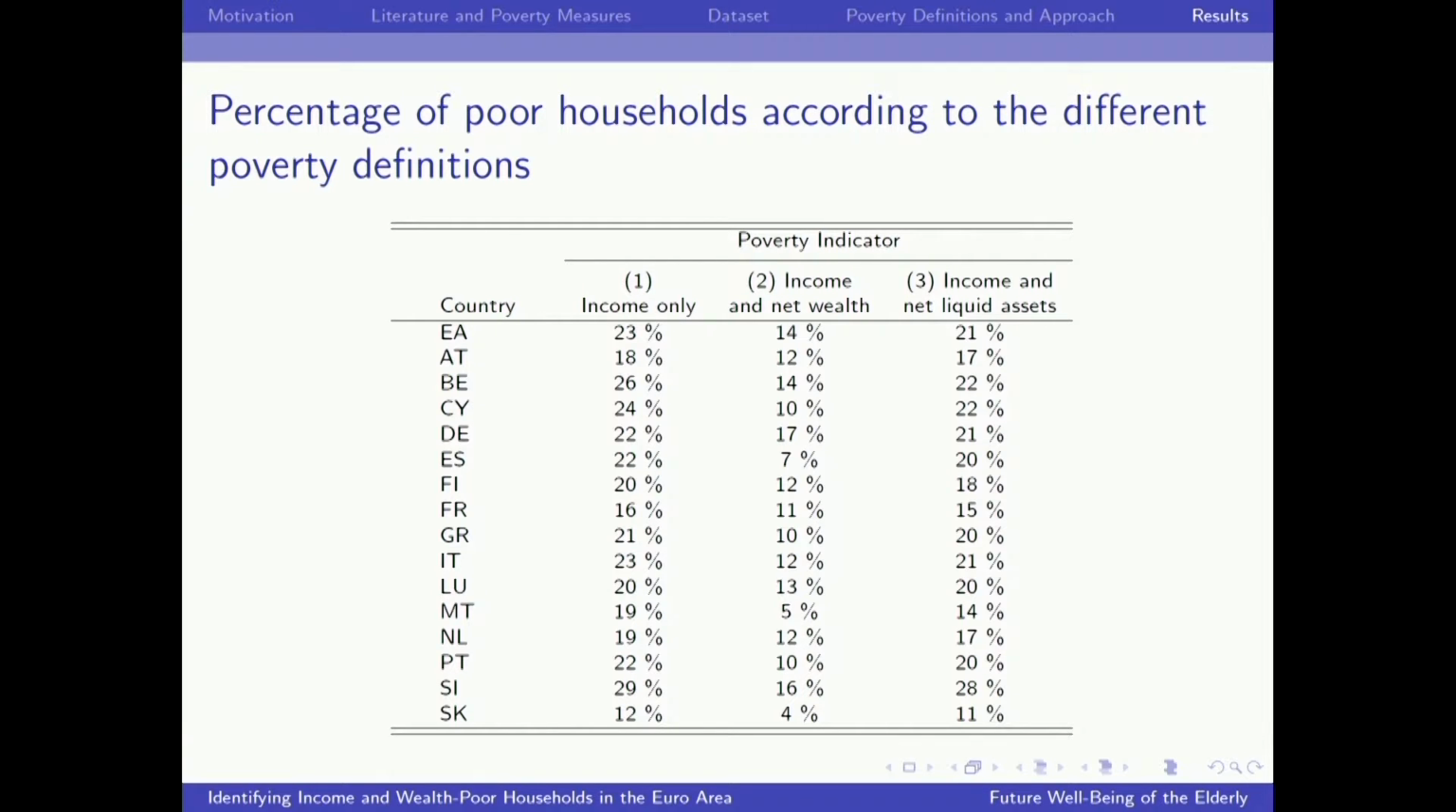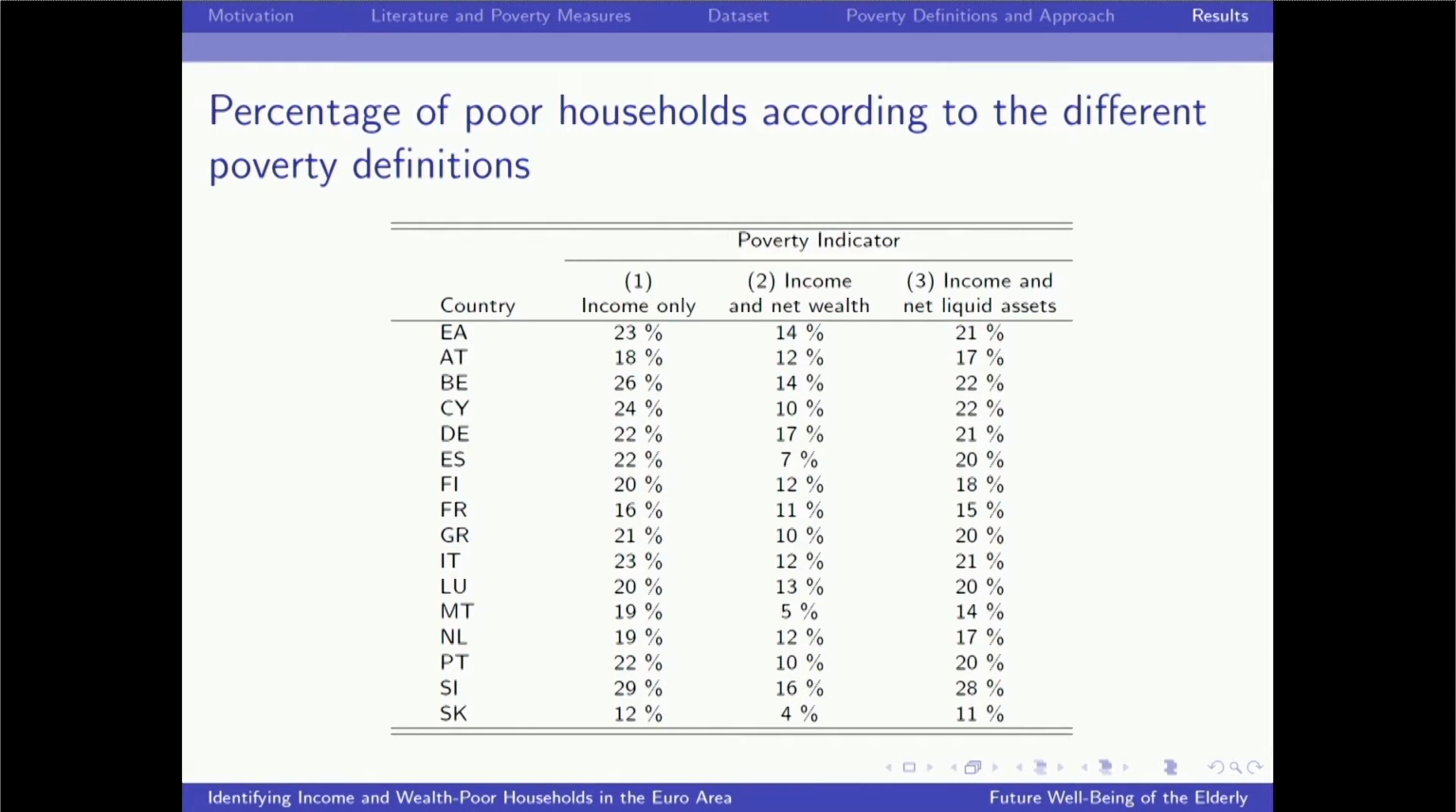This table shows the share of households in each country that are classified as poor according to our poverty definitions. For example, this 23% means that in the euro area, 23% of the households are classified as poor according to the income poverty measure. So they have less than 60% of the median income, or 14%. This means that 40% are poor according to the second poverty indicator.